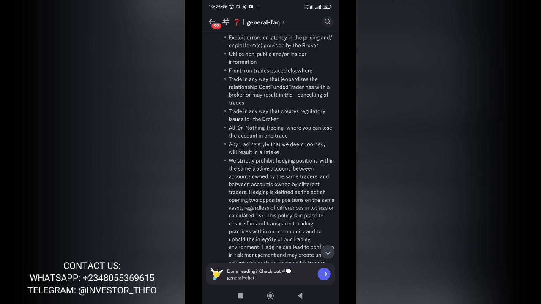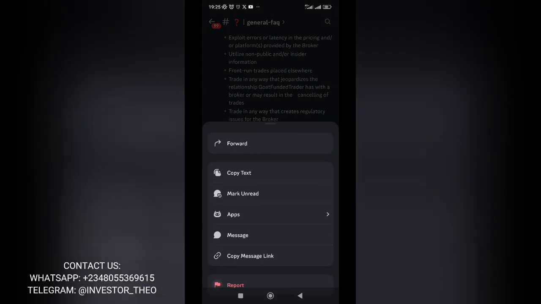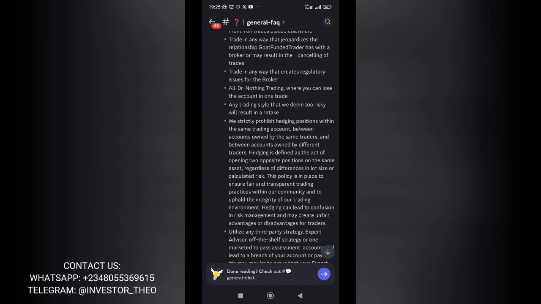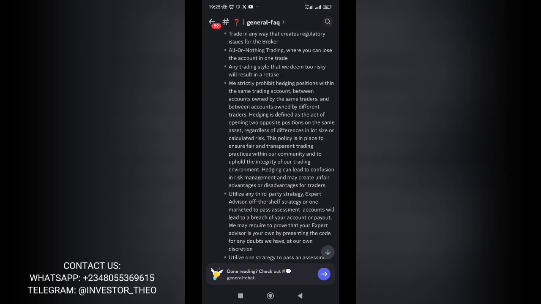But on GoatFunded, it seems too risky. Many of you will not read this. Trust me, before you purchase an account, you will not read this. You just purchase the account and start risking 6% per trade. And when a trade retraces a little into the daily DD, you've lost the account. So you just need to be careful.